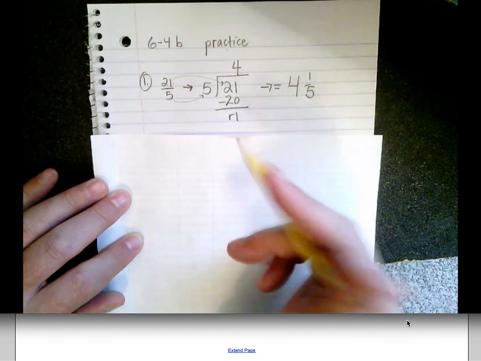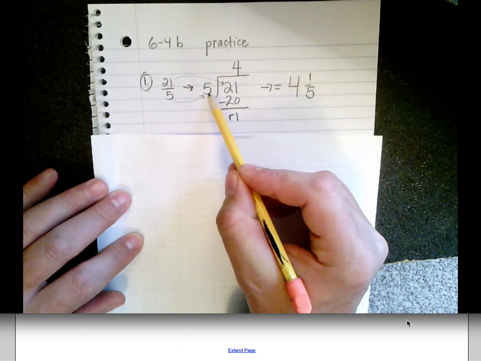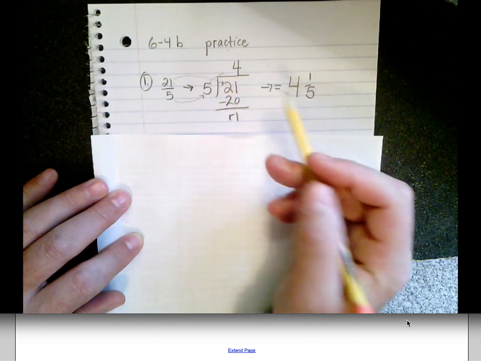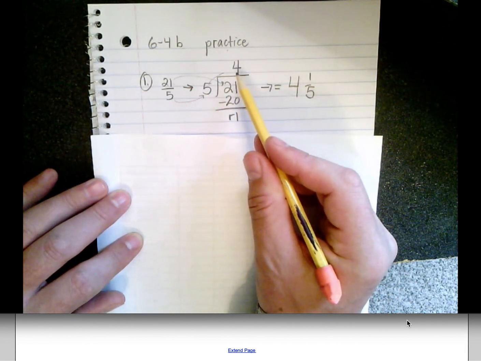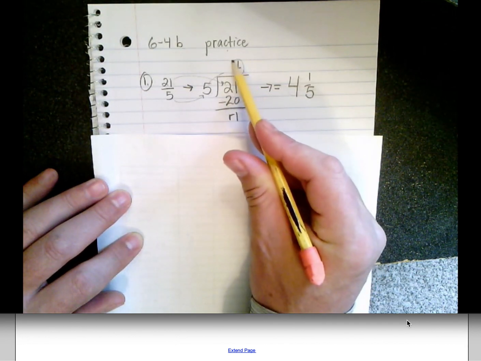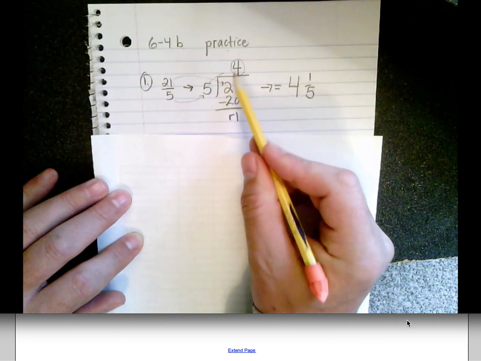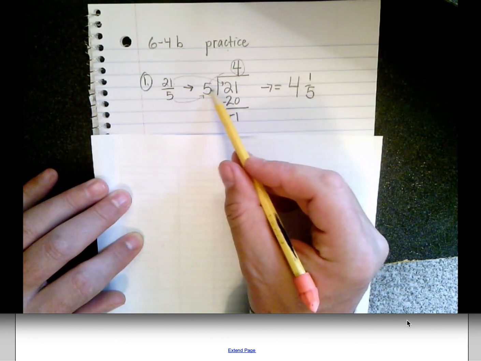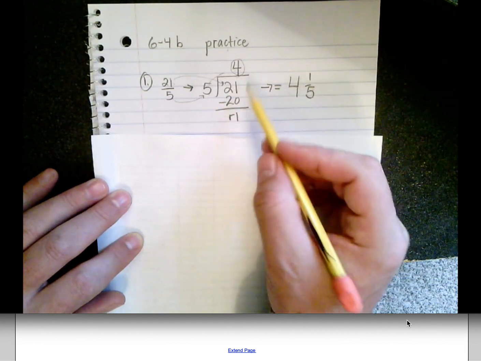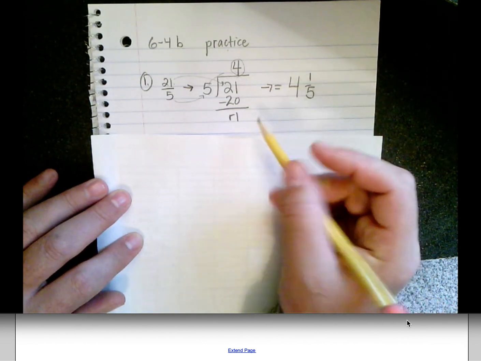Now going back to division, we had to divide 21 by 5. How many times can 5 multiply into 21 without going over? 5 times 3 is 15. 5 times 4. 4 is going to be my quotient. So that's going to go the number up top. 5 times 4. And we put that 20 right here, and then we subtract. Divide and then subtract. Our remainder is going to be the leftover pieces in the numerator.